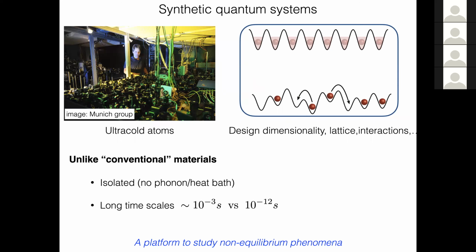These days we are witnessing a lot of progress in experiments with synthetic quantum systems, such as ultra-cold atoms, which are really designer quantum systems. They're very tunable. You can change things like dimensionality and interactions, and in many ways they're very much unlike conventional materials. They're isolated, they have no phonon or other heat path, and they have very long time scales. And that makes them very good platforms to study non-equilibrium quantum physics.